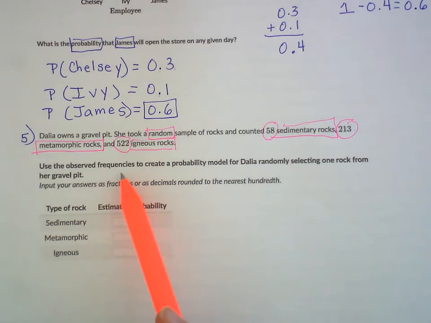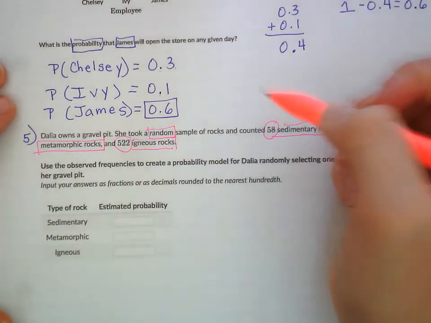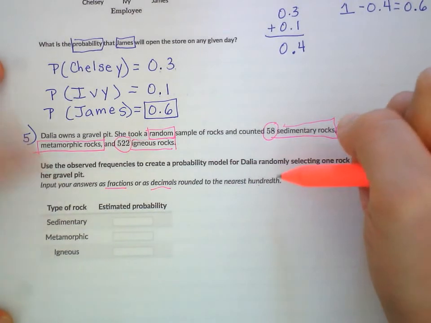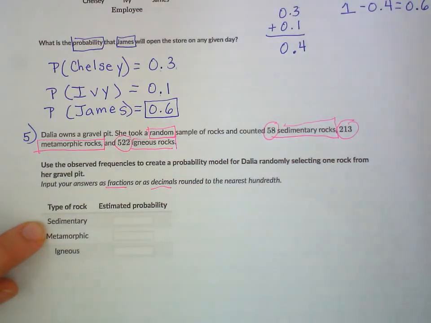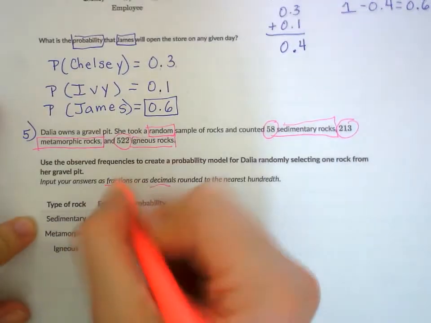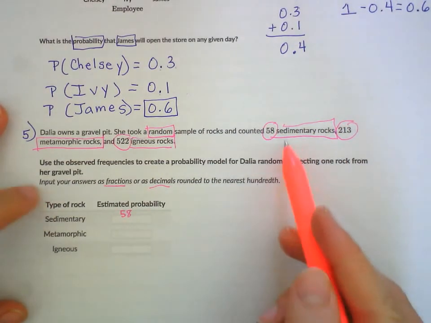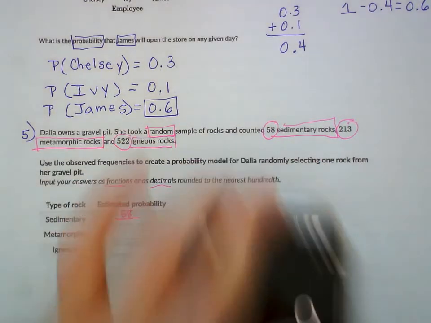Use the observed frequencies. So we're going to use the observed frequencies. So how often she picked each one. And we're going to create a probability model for Dahlia. Okay. We can do it as fractions or as decimals rounded to the nearest hundredth. So 2 decimal places. So sedimentary. So what's the estimated probability of Dahlia drawing sedimentary? Well, how many were sedimentary? 58. Out of how many total? Well, what was the total? They didn't tell us, so we have to add up those numbers.